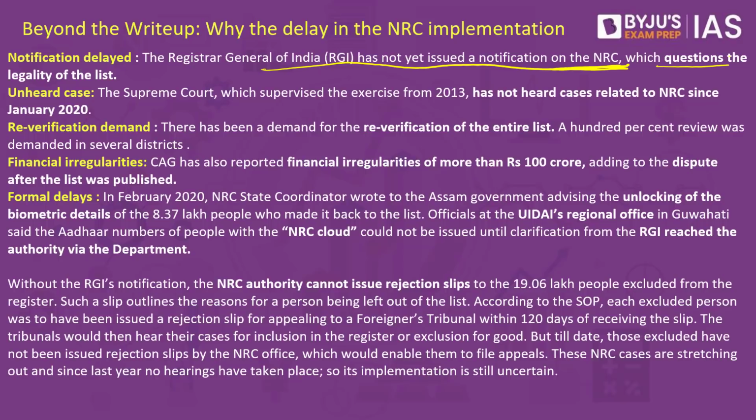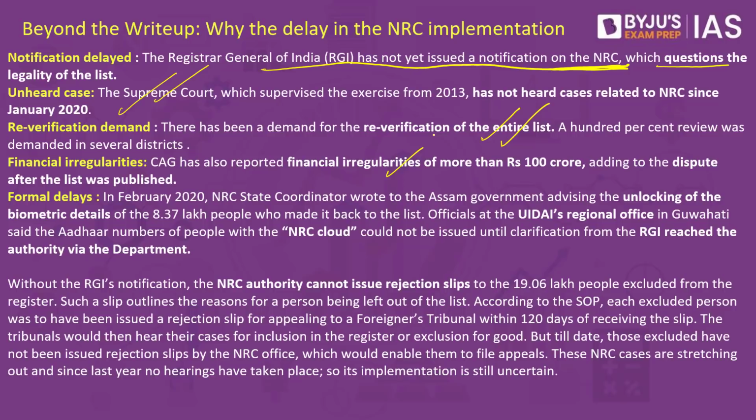Not just this, there are multiple cases of people going to the Supreme Court questioning the legality of the NRC and the process and how it was conducted. These cases have still not been heard in the Supreme Court. Many people have also demanded re-verification of the list, and that is also something that is pending. The CAG also has reported certain financial irregularities in this entire process, so there are question marks being raised on that as well. Because of all of this, the NRC data, which was so much in the news a few years back, has still not been officially released.